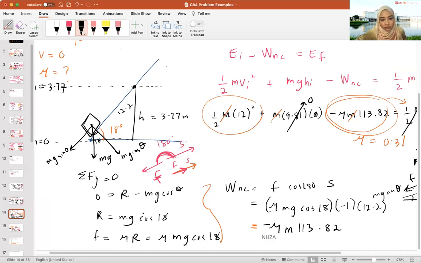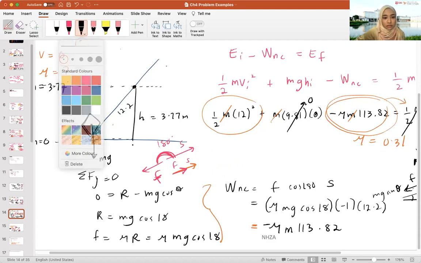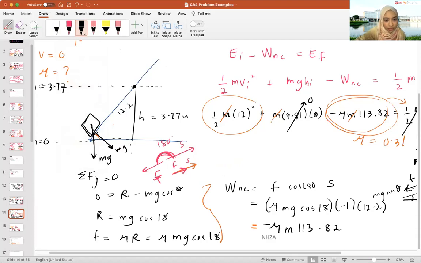Why did I put cosine? It should be sine. Did I make a mistake? I'm confused too. Okay, so this is 18 degrees. Wait. Like that. Right, it is correct here: mg cosine. So I made a mistake, so it should be sine. Okay. So this is mg cosine theta. Oh, it's correct, I want to find R. Sorry. So this is mg sin theta.